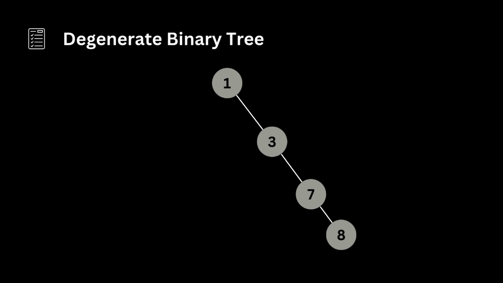In a degenerate binary tree, the height of the tree is equal to the number of nodes minus 1. In this case, it is 4. The tree is not balanced or complete as it lacks branching at every level.